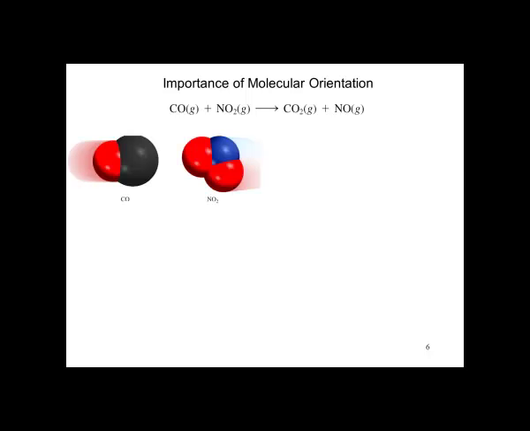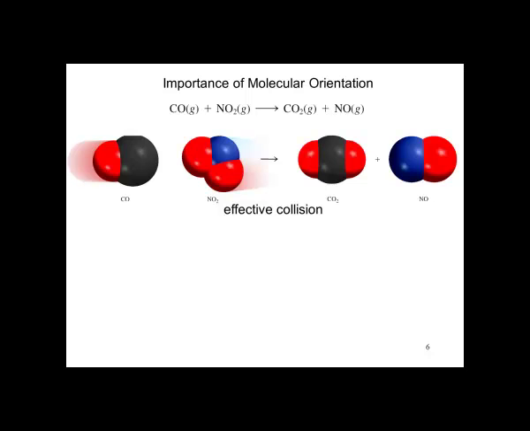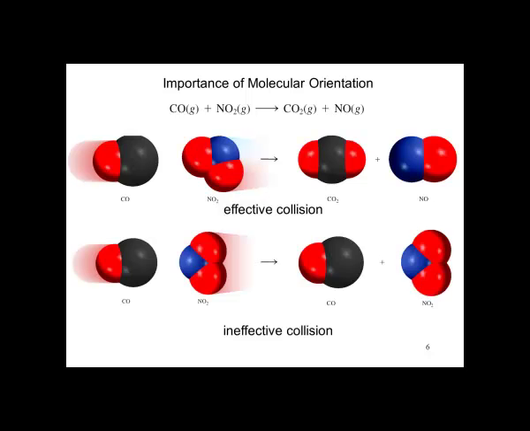It's important to understand molecular orientation. For example, carbon monoxide reacting with nitrogen dioxide yields carbon dioxide plus nitric oxide. Here are the two molecules. If there's an effective collision, we get product. But if there's not, we do not get product.